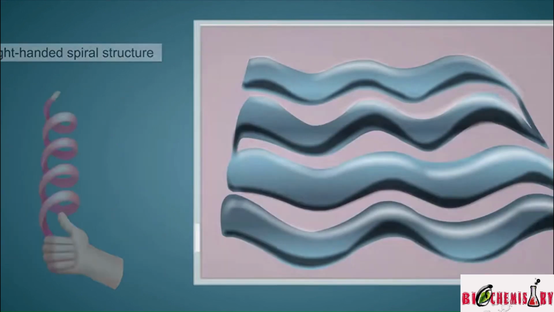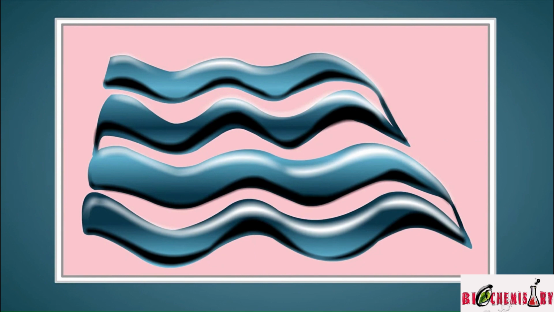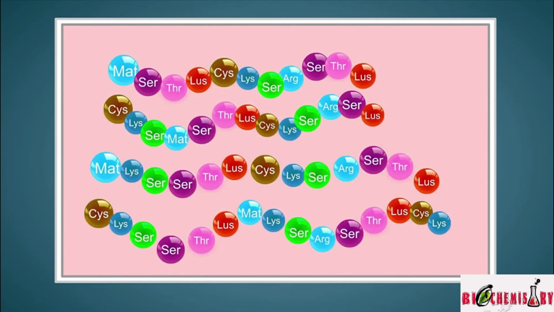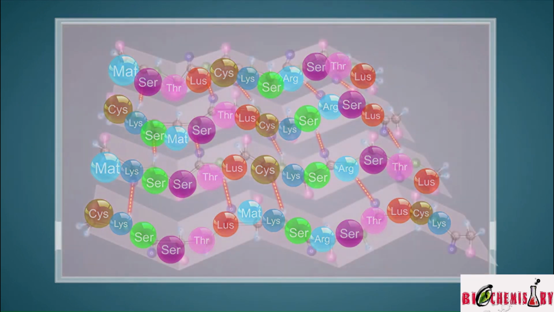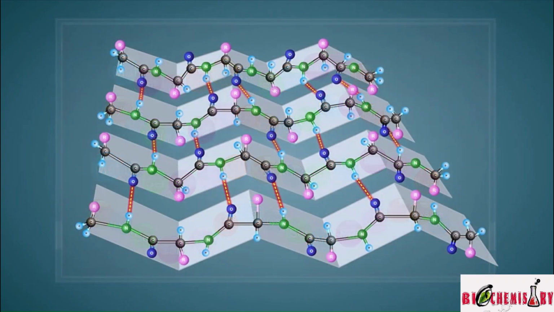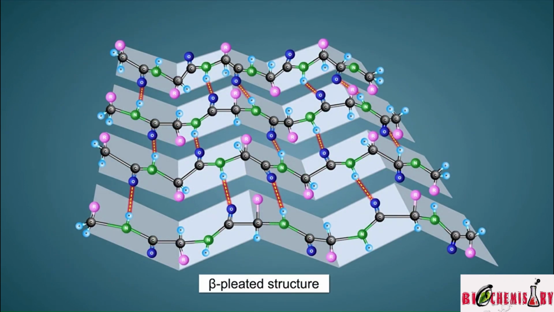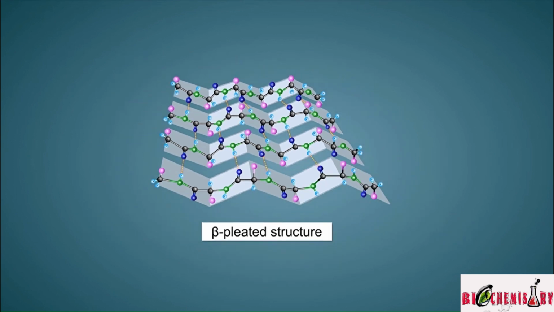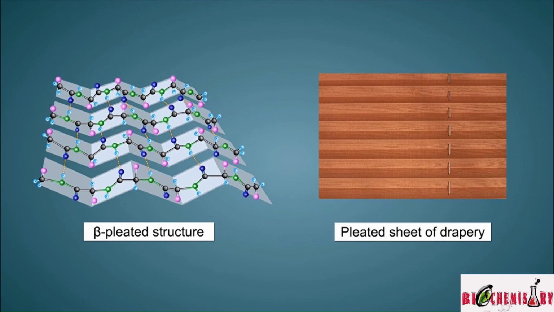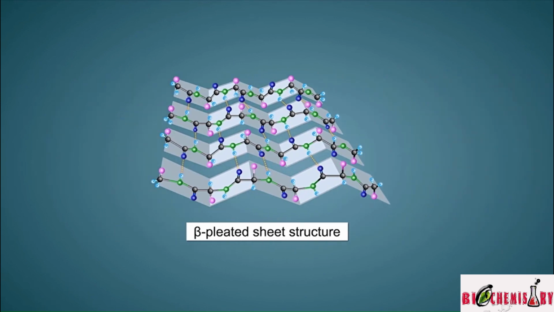Another type of secondary structure is formed when the polypeptide chains are stretched to the maximum extension and are then so folded that different strands lie alongside each other. This type of structure is called beta-pleated structure. The different strands are held together by intermolecular hydrogen bonding between the amino acids of 2 different strands. This structure looks similar to the pleated folds of drapery. Therefore, it is known as beta-pleated sheet structure.